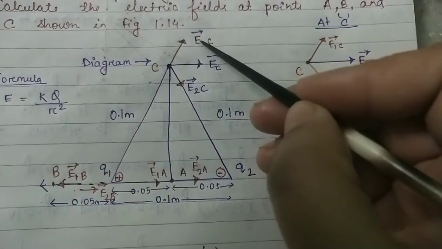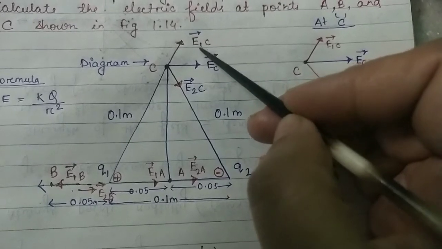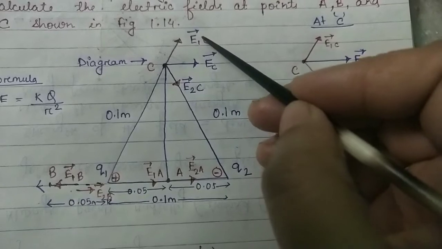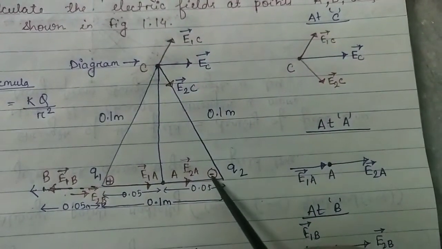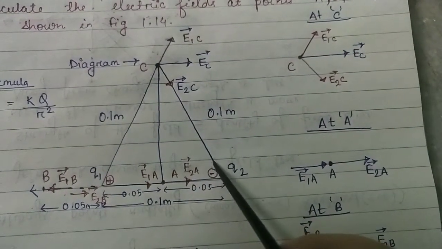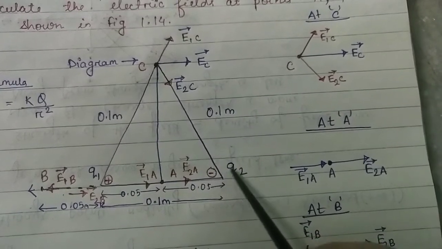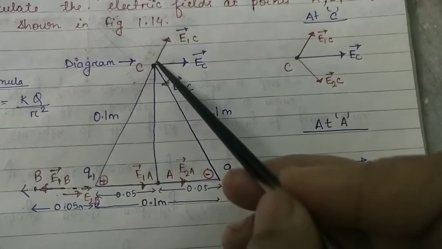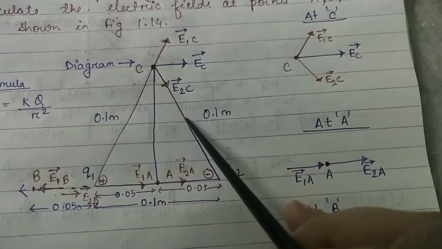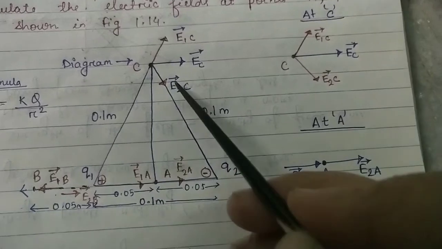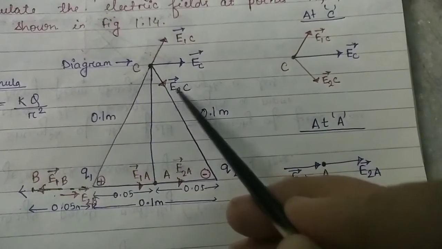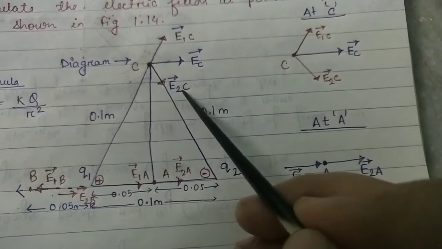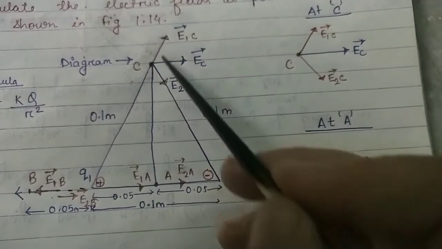So the electric field of charge Q1 at C is E1C. Again Q2 is a negative charge, so the electric field will be radially inwards like this. So the direction of electric field is in this direction towards Q2, and the name of the electric field is E due to 2 at the point C, E2C. What will be the resultant of these two vectors?